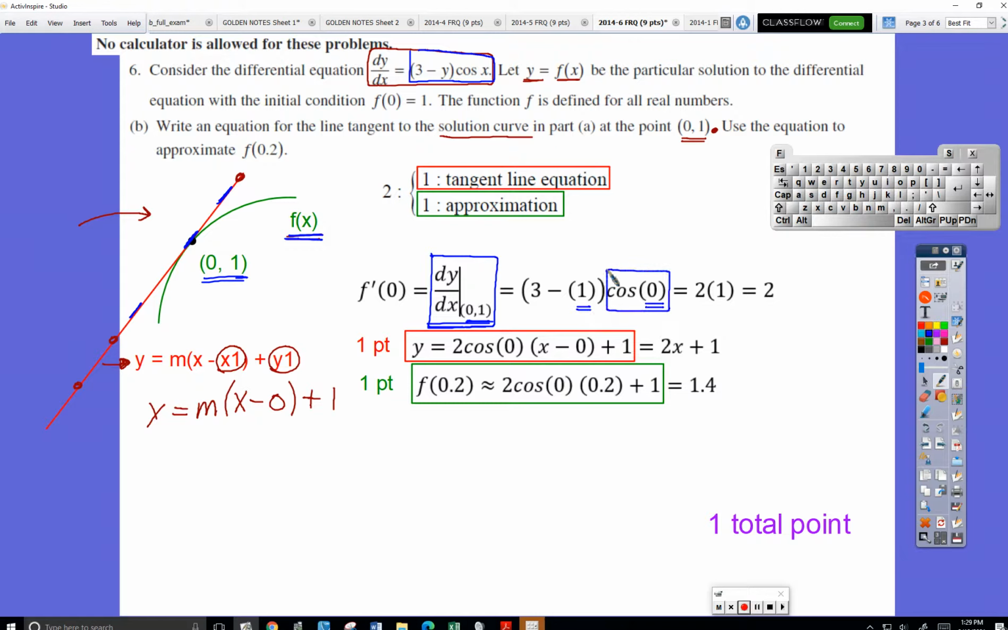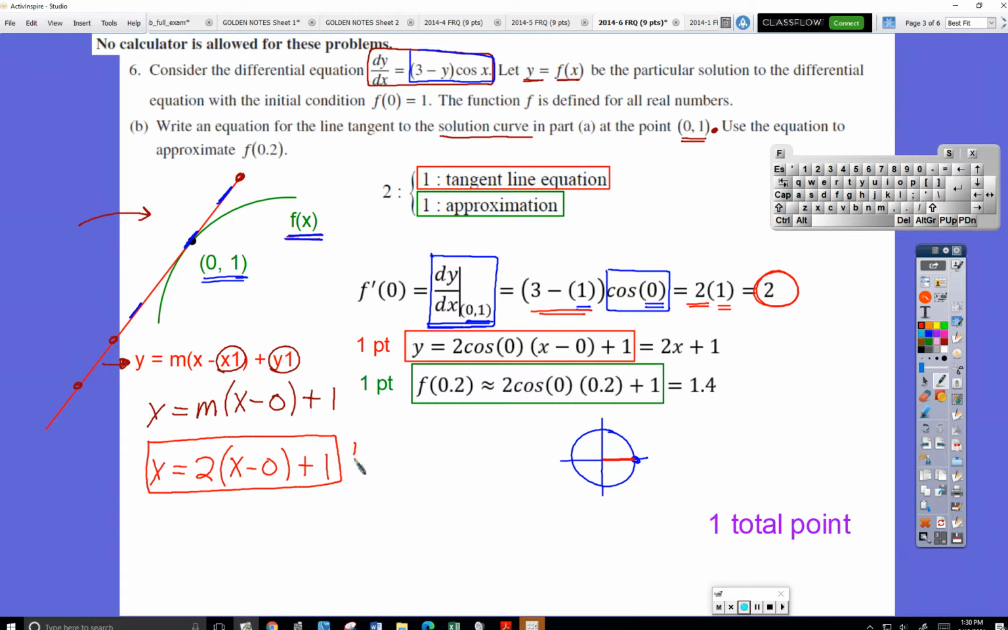Cosine of 0, I look at my watch. Angle 0 is right here. Cosine of 0, cosine is across. That's 1. So 3 minus 1 is 2. 2 times 1 is 2. So now I know my equation of a line tangent is going to be y equals 2 times x subtract 0 plus 1. If I write that, I will get 1 point.